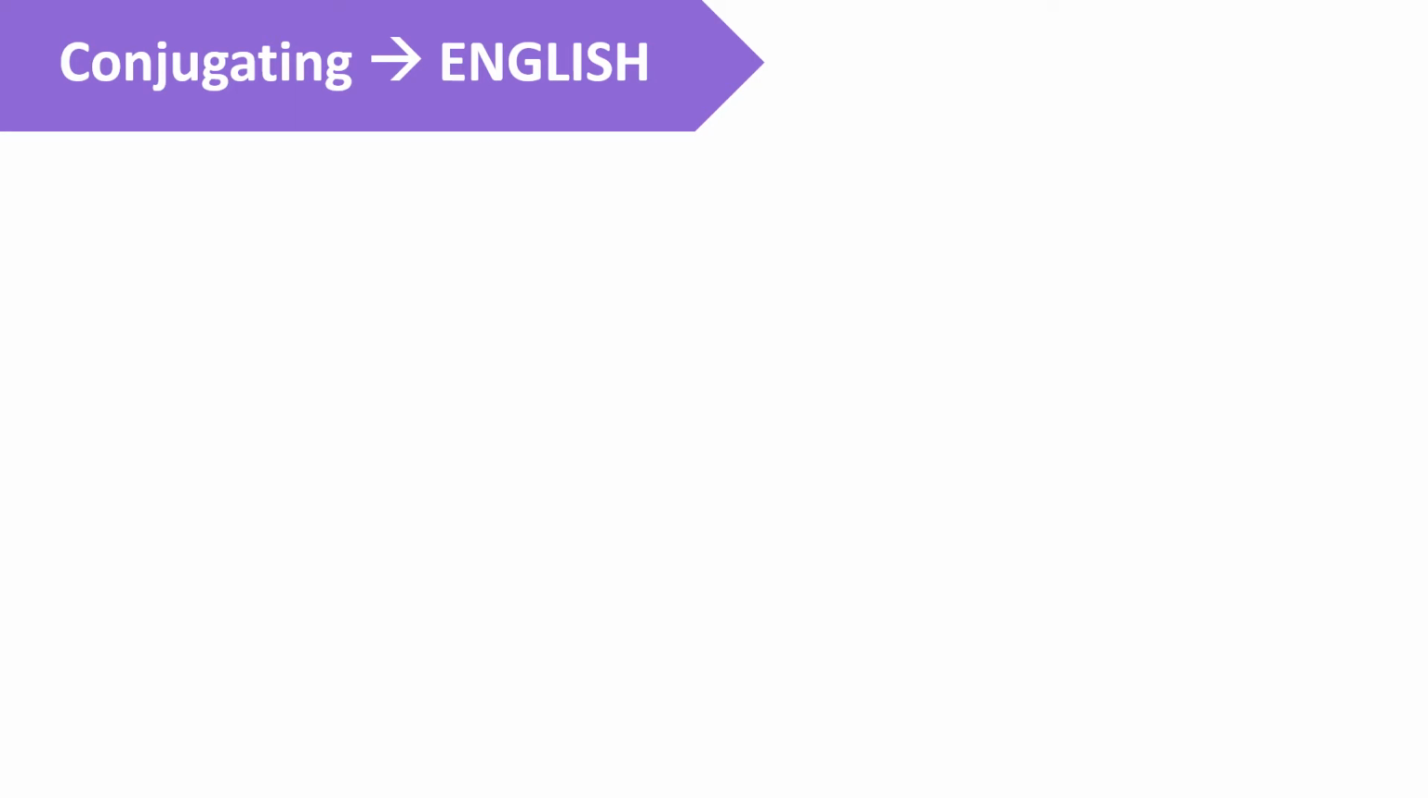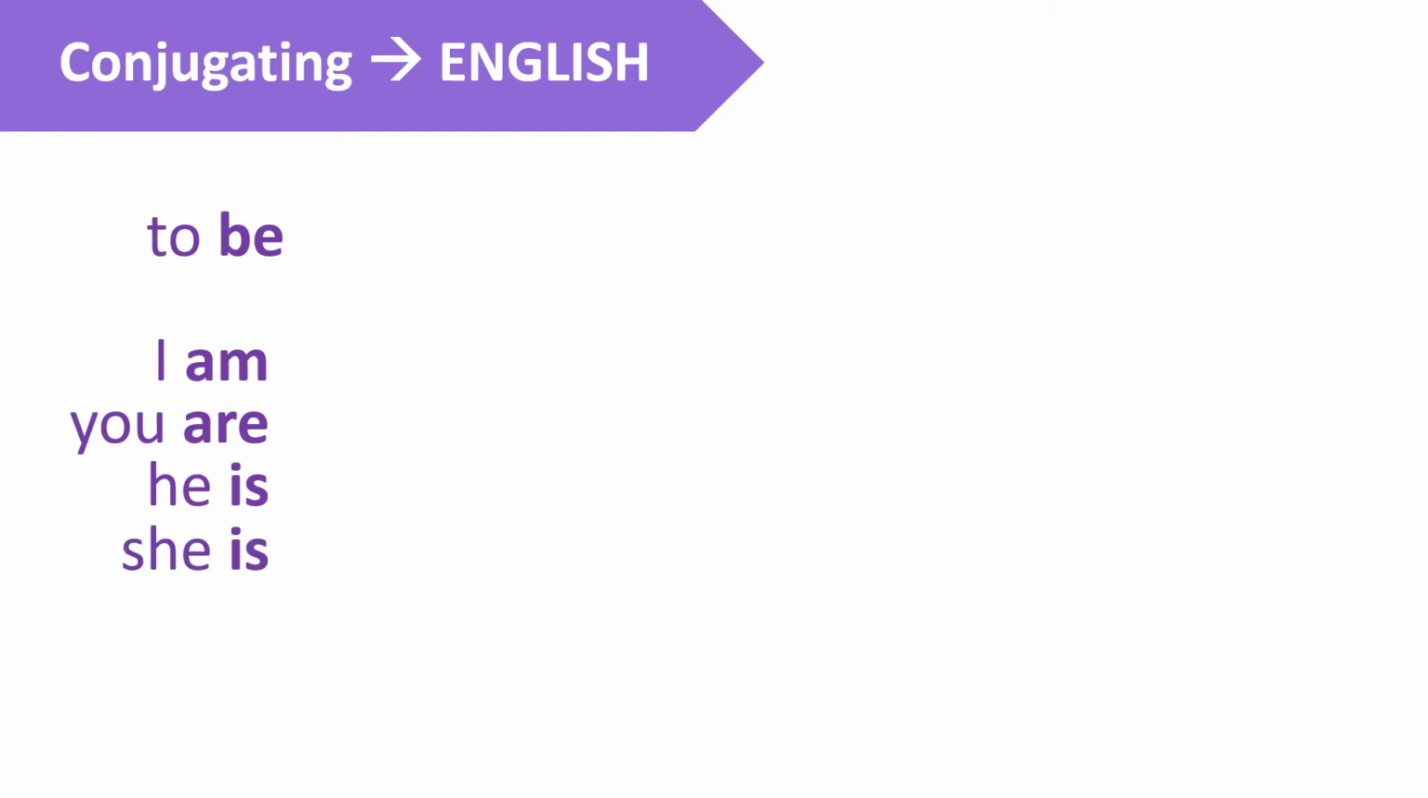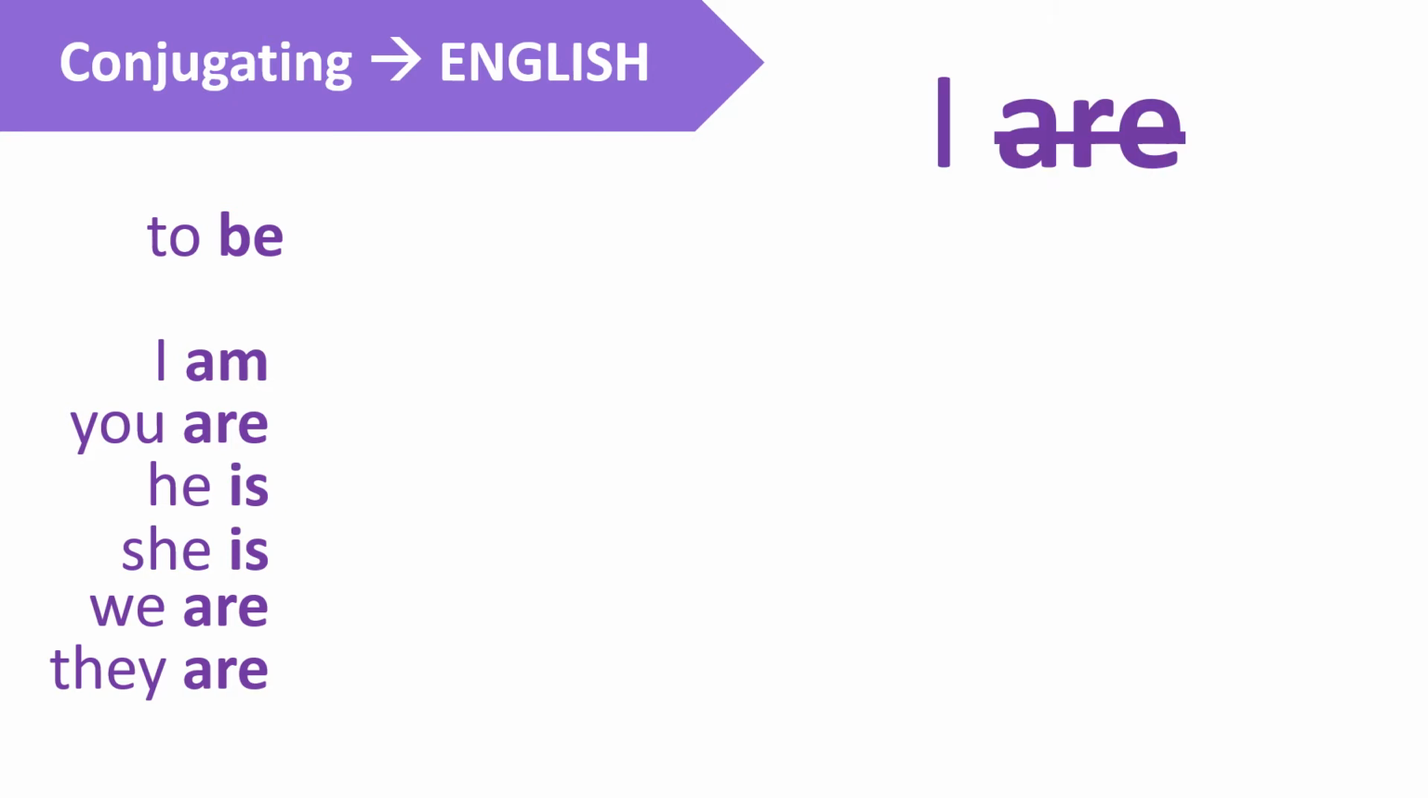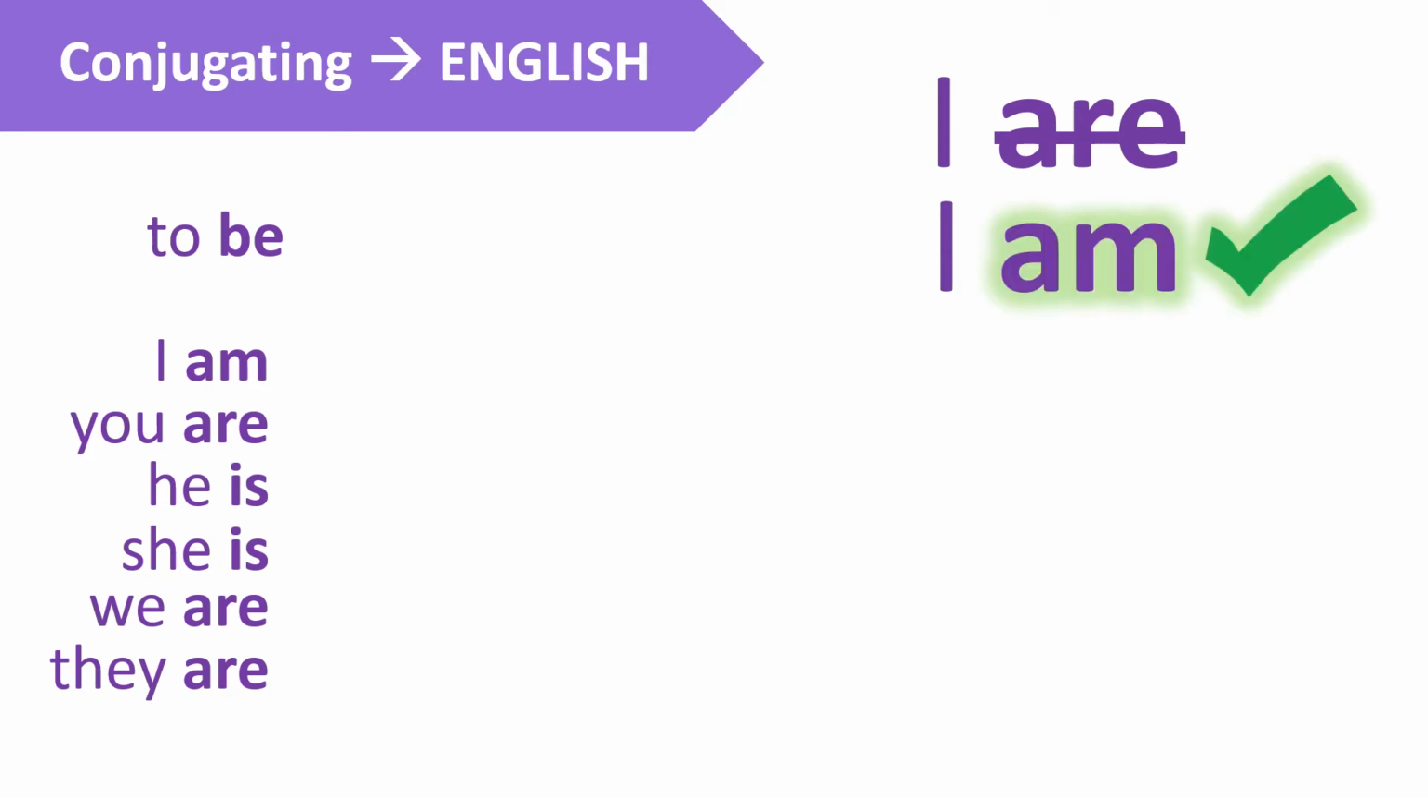Conjugating in English. We conjugate in English, but English is not as inflected as Spanish, meaning there aren't as many meaningful conjugations. The verb to be is a good example because it has more inflection than most verbs in English currently have. Let's look at the verb to be. I am, you are, he is, she is, we are, and they are. It sounds weird to say I are, because we know that are does not go with the subject pronoun I. This should be I am in standard English.